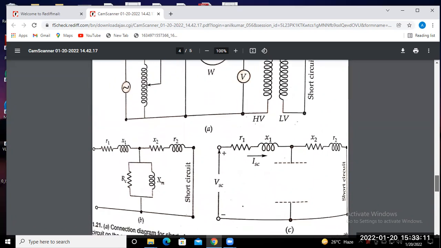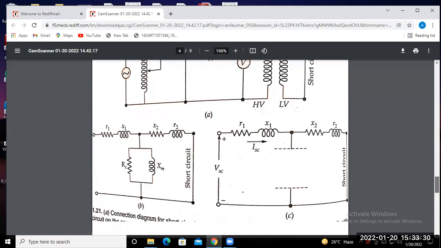This is the circuit diagram representation. We have R1, X1 and X2, R2, and this is your RC and XM during the short circuit. The secondary side is just shorted. This is your schematic diagram and connection, and this is the equivalent circuit at the short circuit. This part may be omitted because the core loss is not considered during the short circuit period, as the applied voltage is very small, 2 to 12%.